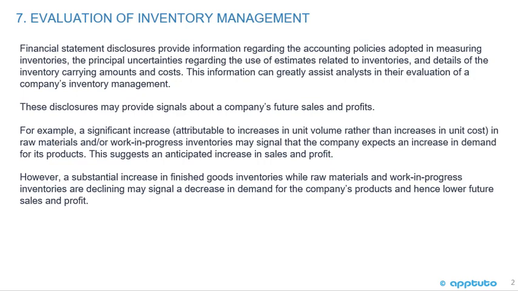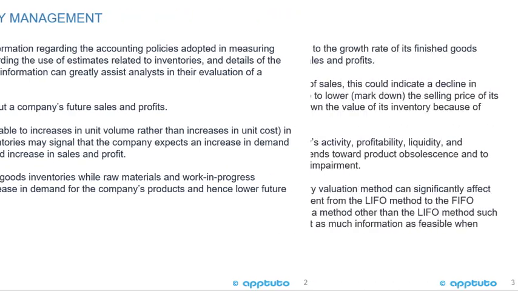For example, a significant increase attributable to increases in unit volume rather than increases in unit cost in raw materials and/or work in process inventories may signal that the company expects an increase in demand for its products. This suggests an anticipated increase in sales and profit. However, a substantial increase in finished goods inventories while raw materials and work in process inventories are declining may signal a decrease in demand for the company's products and hence lower future sales and profits.